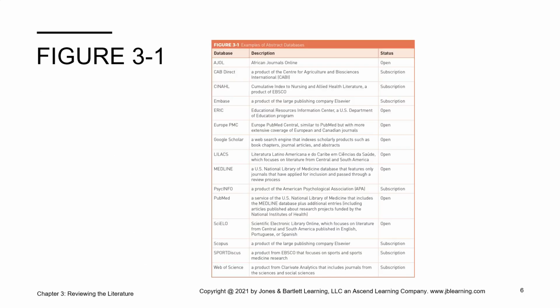So Figure 3.1 goes over examples of abstract databases. And so like I mentioned before, the PubMed, Ovid Medline, and CINAHL, but here are some other ones. Google Scholar is also listed here. This is a really good way of finding articles, but it's not always linked to the library to get some of those articles. But it is now considered a more reputable source for getting that information.